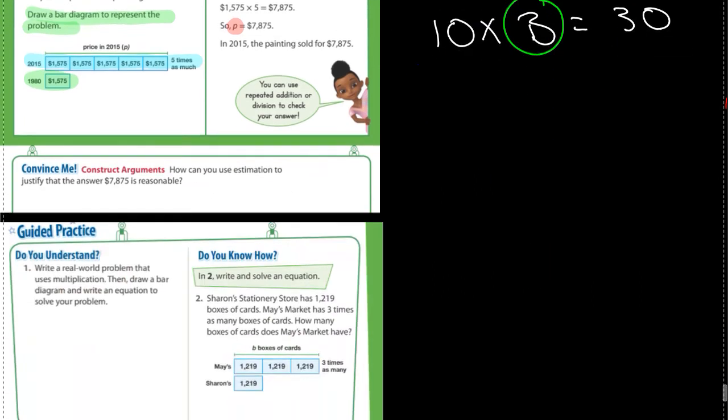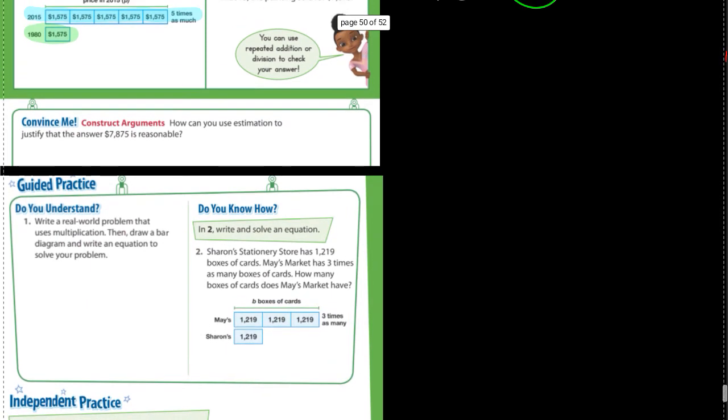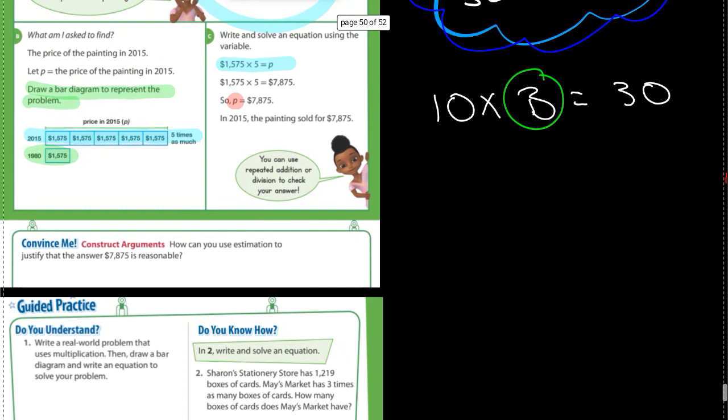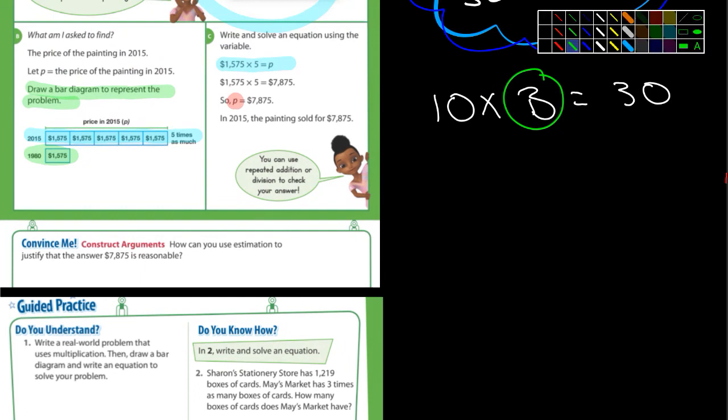All right? So to convince me, let's see, how can you use estimation to see if 7,875 is reasonable? So they're talking about the problem example that they gave you. How would you estimate, what would you use for estimation instead of 1,575? What number might you pick?